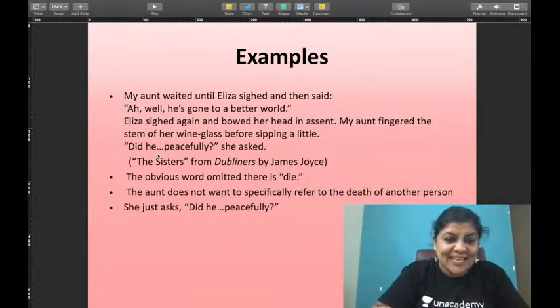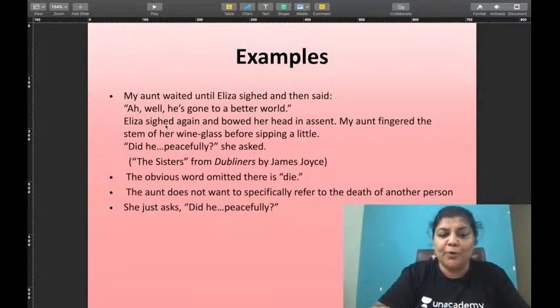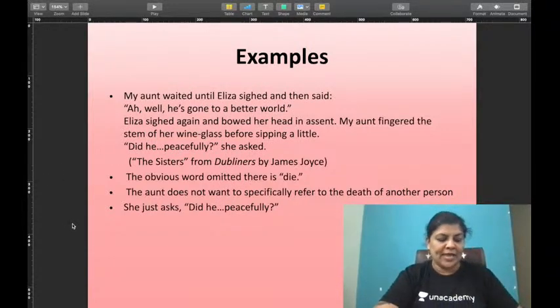Instead of saying die, he says, did he peacefully? Dhirendra, there are many important literary terms books. Cuddon's book, Chris Baldick's book, very important. Okay? Very useful.